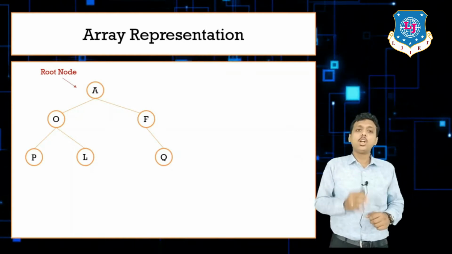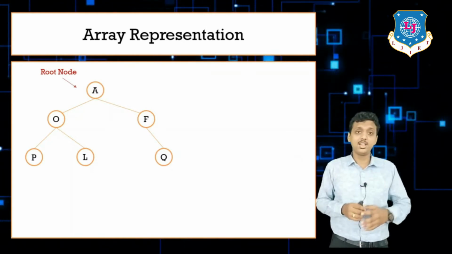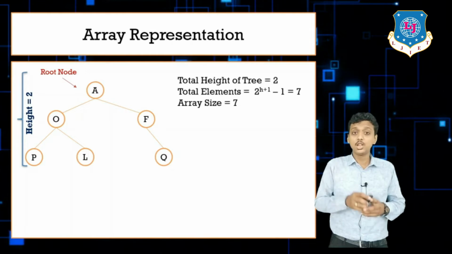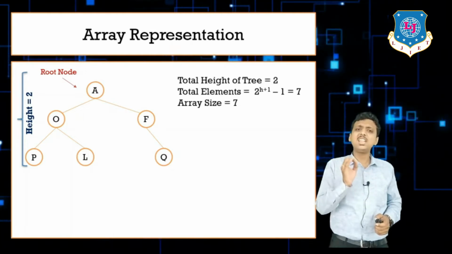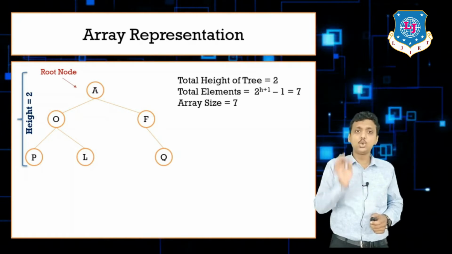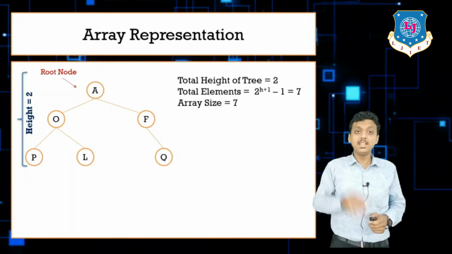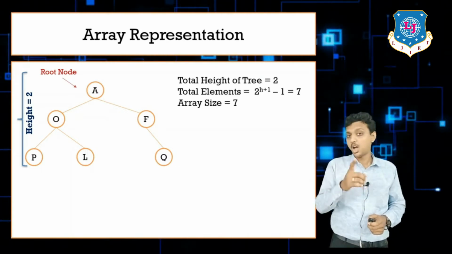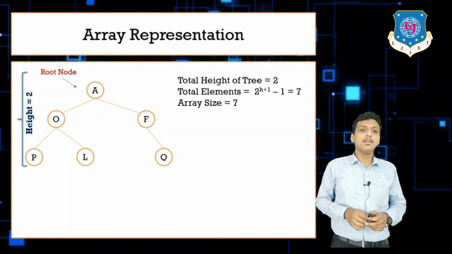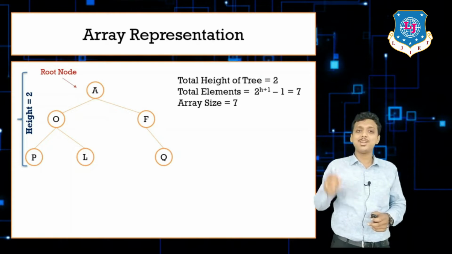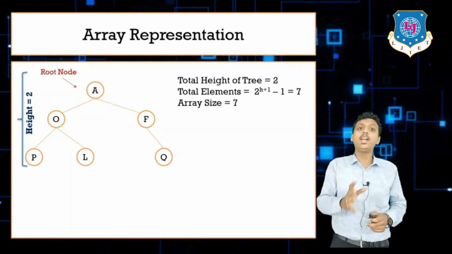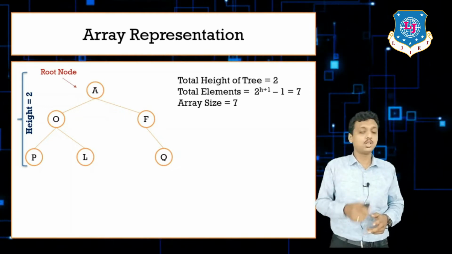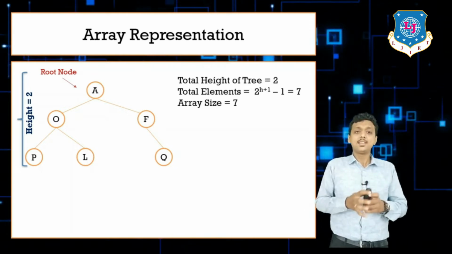Now tell me, what is the height of this tree? We already learned about this. Students, the height of this tree is 2. So for every binary tree, if height is 2, then how many total nodes can be placed over there? You can place a maximum of 7 nodes. Sir, how did you calculate it? It can be calculated like this: 2 raised to h plus 1, minus 1. Here the height is 2, so we can store a maximum of 7 nodes only. So array size is 7.